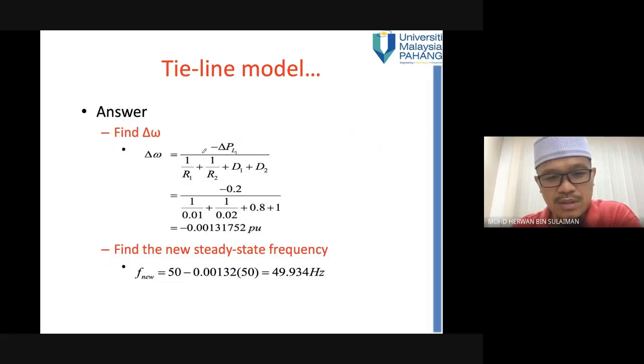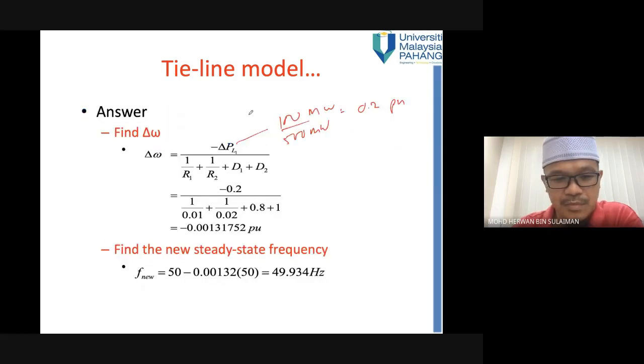So delta omega is equal to this equation: delta PL1 divided by 1 over R1 plus 1 over R2 plus D1 plus D2. So this delta PL is 100 megawatts, right? So 100 megawatts divided by 500 megawatts, you get 0.2 per unit. So the value is in per unit. Okay, and 1 over 0.01 plus 1 over 0.02 plus 0.8 plus 1, you get minus 0.0013172 per unit. So this is the change of the frequency.